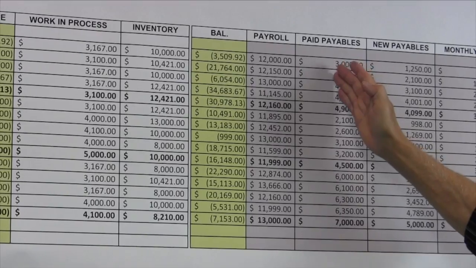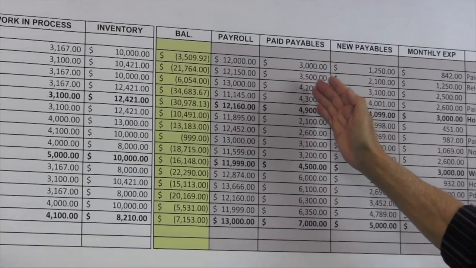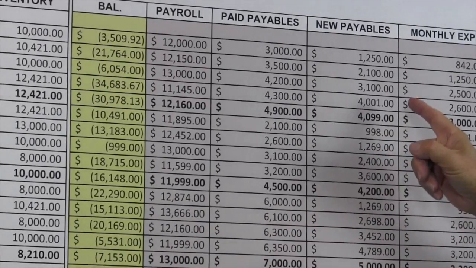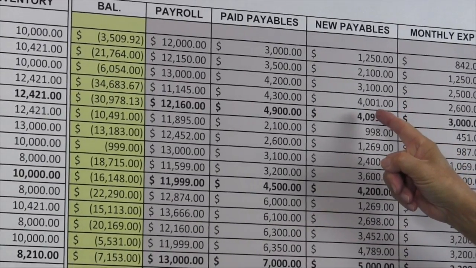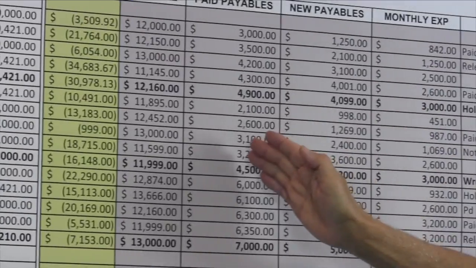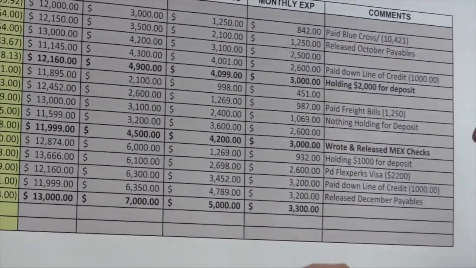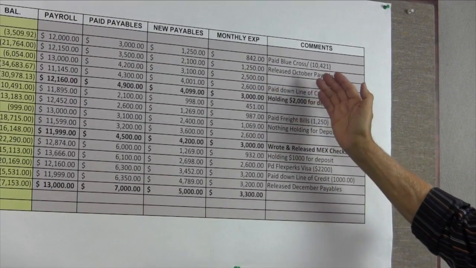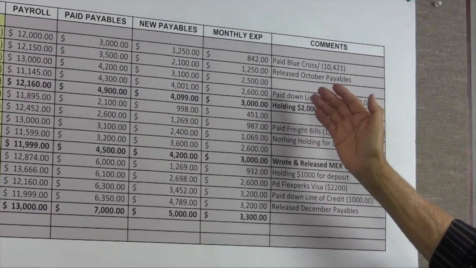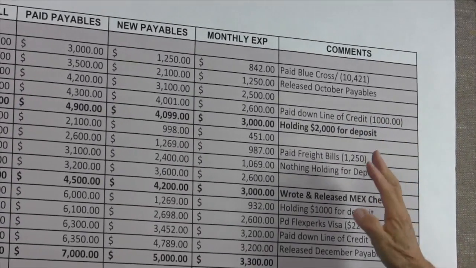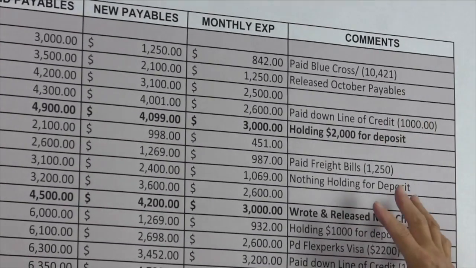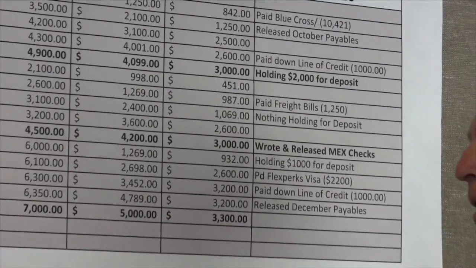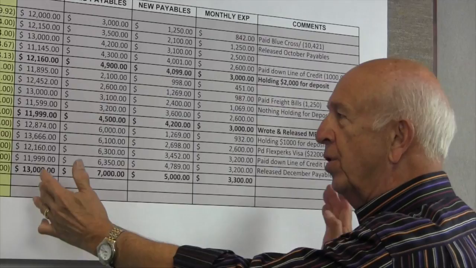Then we went over to the next column. We showed that he paid $3,000 down on his payables. But he also entered new payables. So at least we know what he paid and what he bought. At least he knows. Then he had some monthly expenses. Well, what are those? Like we talked about, it could have been Blue Cross, it could have been rent, could have been a machine payment, could have been a lot of things. Those are unusual payments that he made. Again, it's not a part of the formula. It's information, but it's information you need.